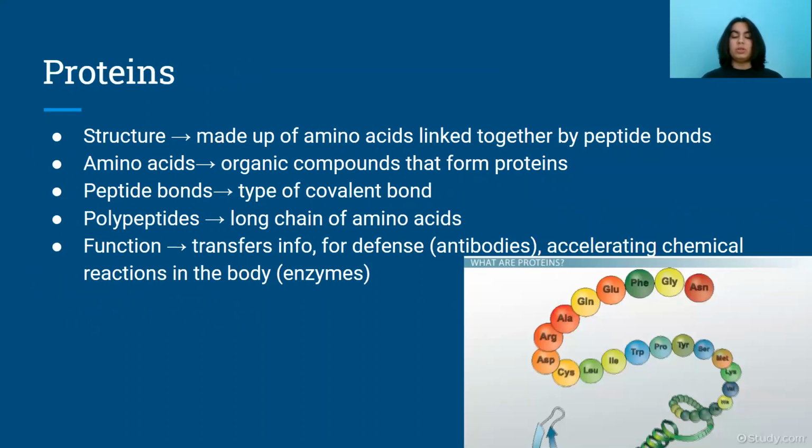We have proteins, which are made up of amino acids linked together by peptide bonds. Again, vocabulary is super important. So, amino acids are organic compounds that form proteins, and peptide bonds are just another type of covalent bond with a different compound. So proteins are in the shape of polypeptides. As you see over here, they're basically a long chain of amino acids.